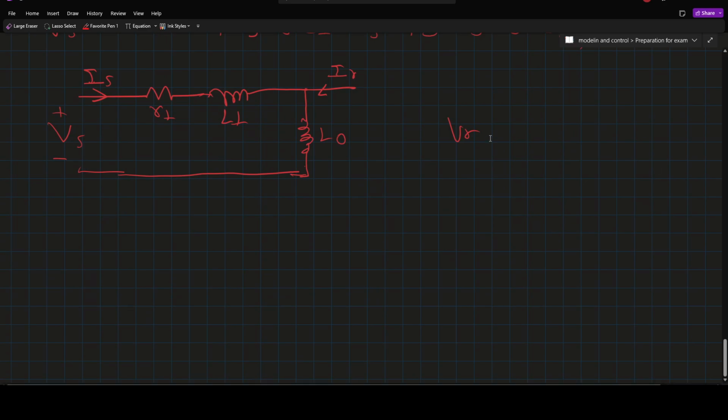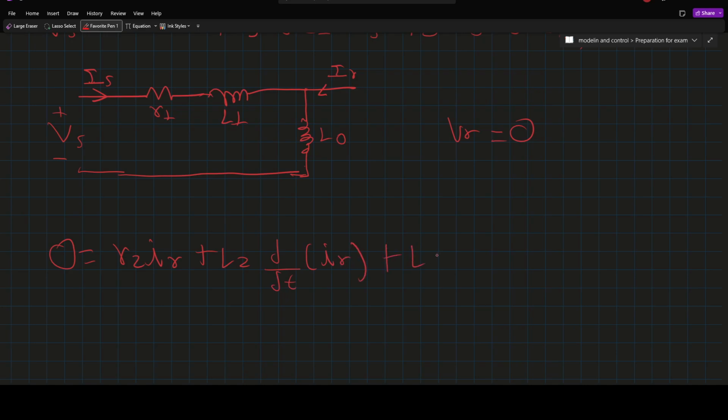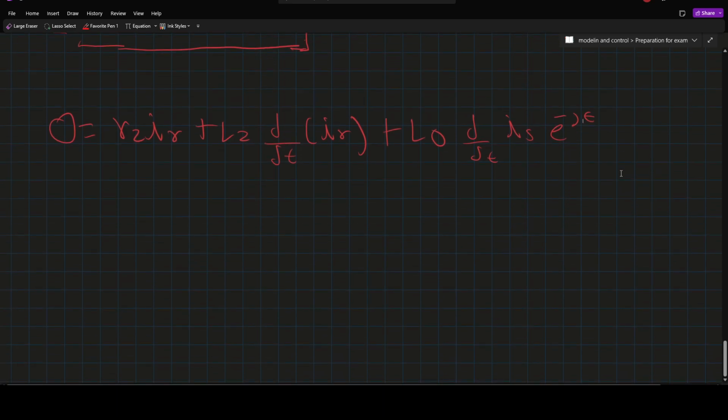So what can we say about the rotor? Our equation of a rotor is that it's a squirrel cage, so the voltage should be 0. So we have 0 equals R2. Now I'm just going to rewrite the equation that we have up there: R2 IR plus L naught d/dt of Is times e to the minus j epsilon.